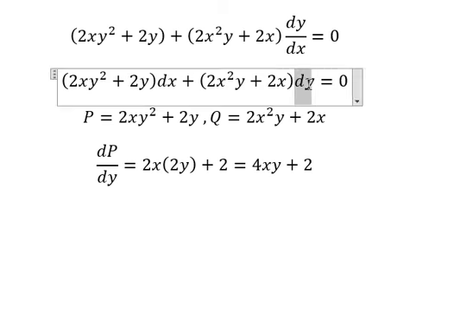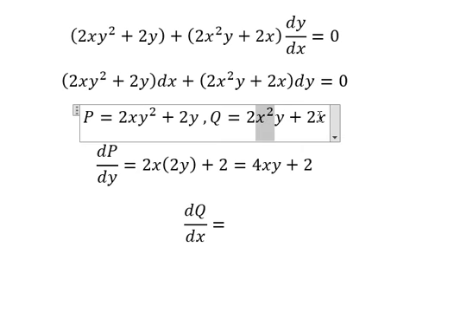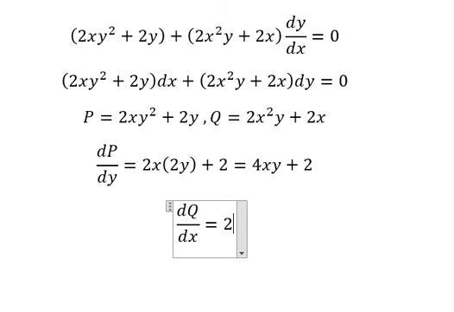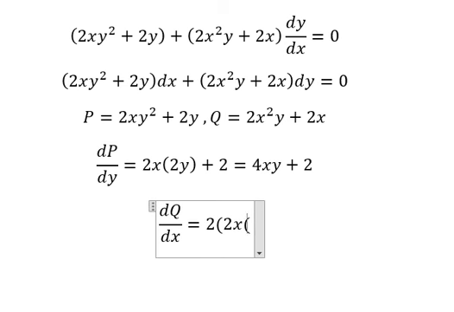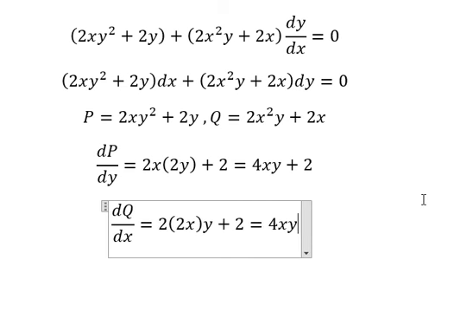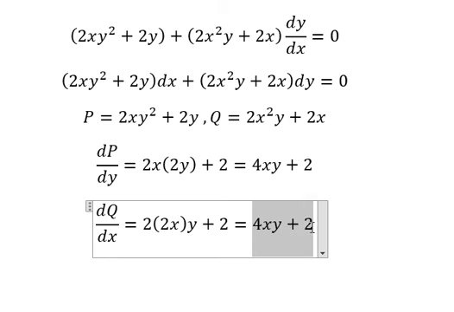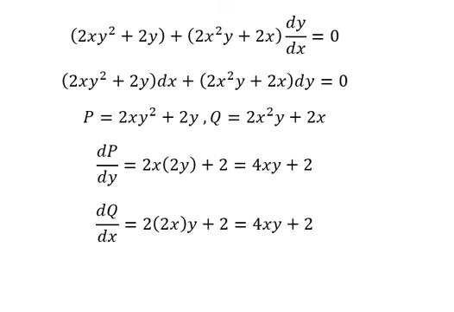We have dy. That means we need to do first the derivative of q with respect to x. So we have x squared and x. X squared we have 2x. This one we have number 1. And we have 4xy plus 2. So we see that this one and this one, they are the same. So that is about exact.